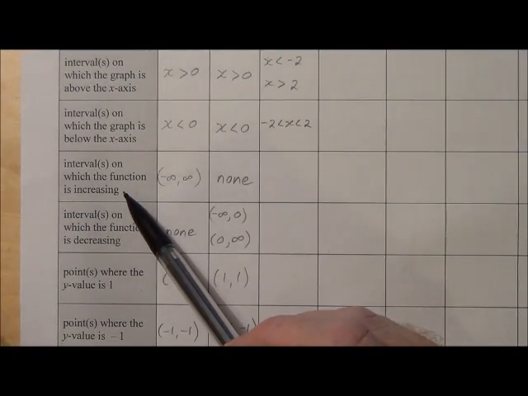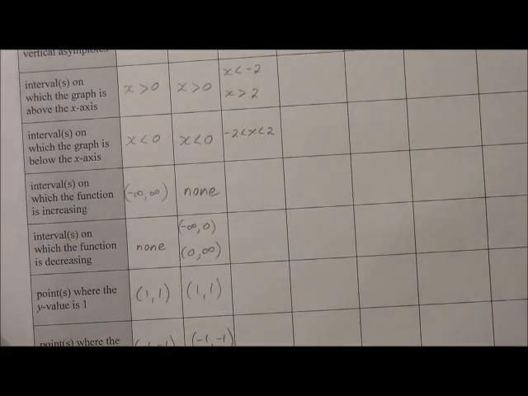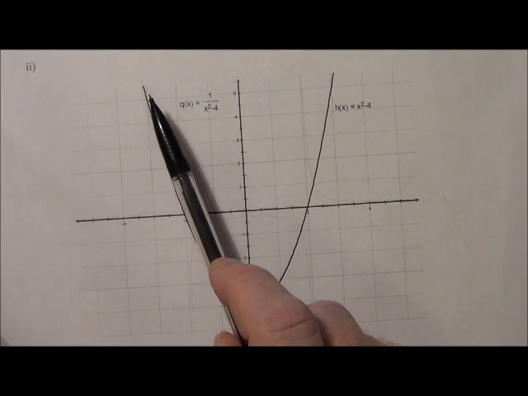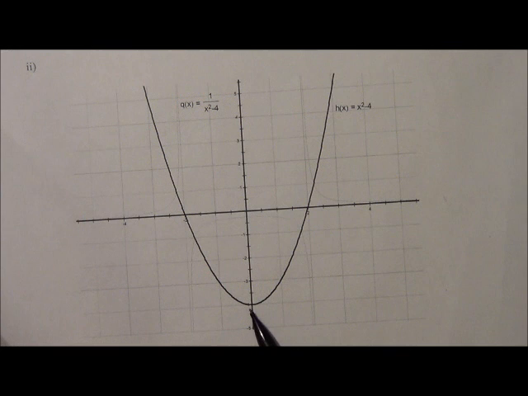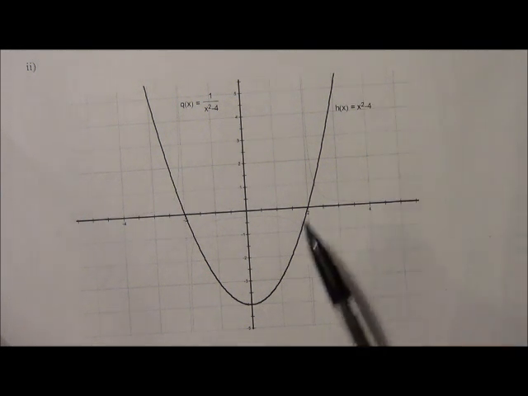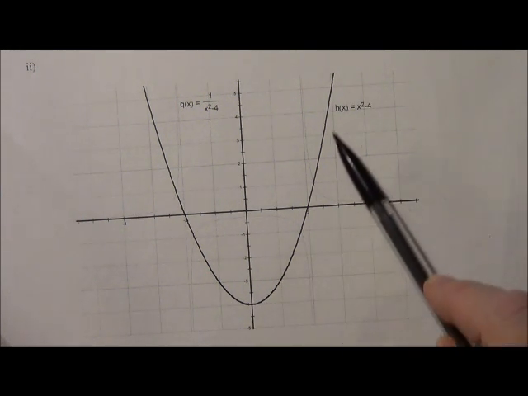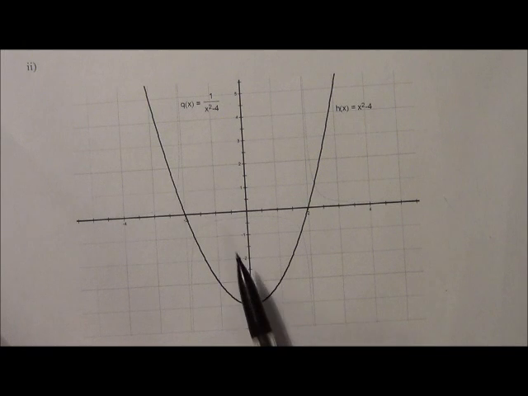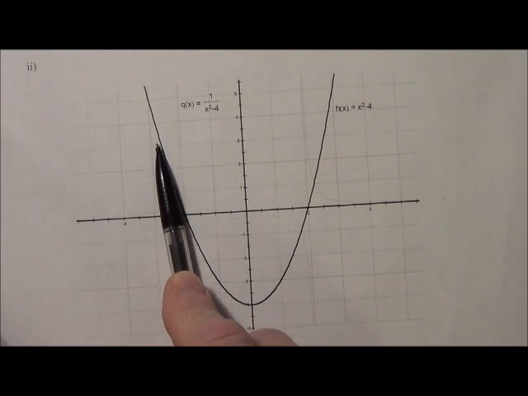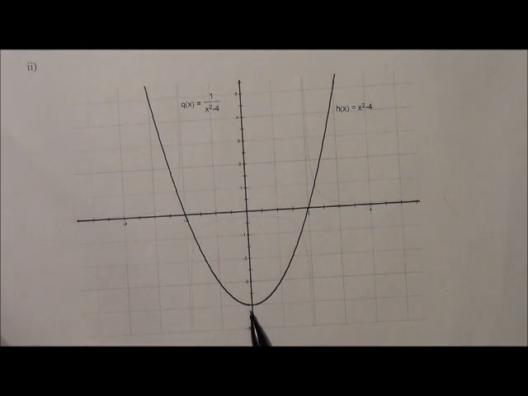The interval or intervals on which the function is increasing. Well, as we go from left to right, we see that here the graph is decreasing down to the vertex, and then it starts increasing from the vertex over to the right hand part of the quadratic, so that the increasing begins here at x equals 0 and continues on to infinity, and decreasing would go from -infinity to 0.